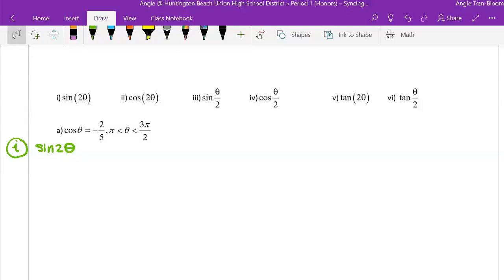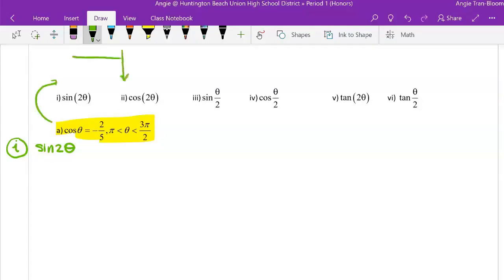But let's start out with looking at the given information. Okay, they said cosine of theta is negative 2 over 5, and theta is in quadrant number 3. So what I would do first is draw this triangle out. And I would draw it up here since I know I will have limited space. Okay, so here's quad 3. That's why I'm just going to focus on this. So quad 3, let's draw the triangle. Okay, theta is in quad 3.